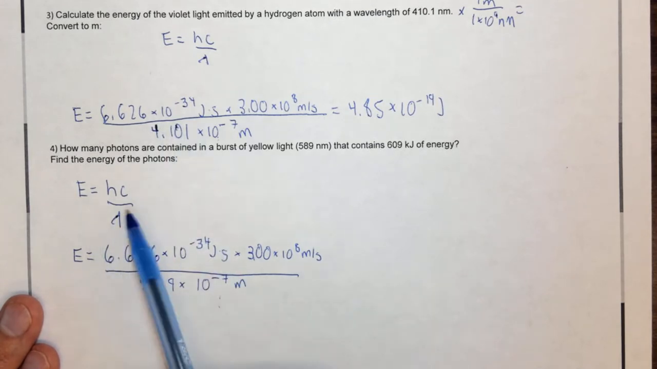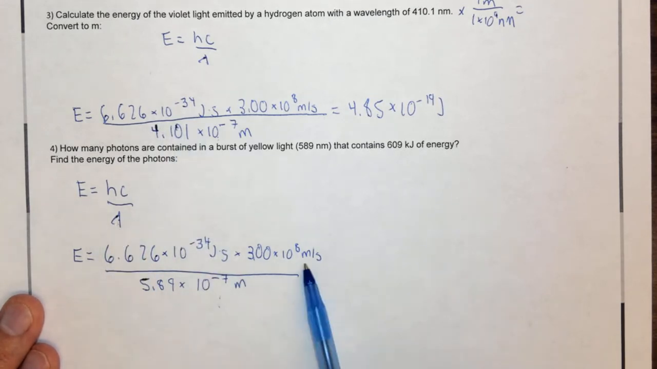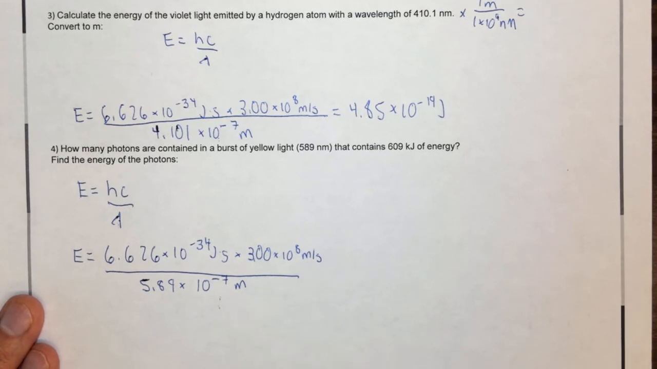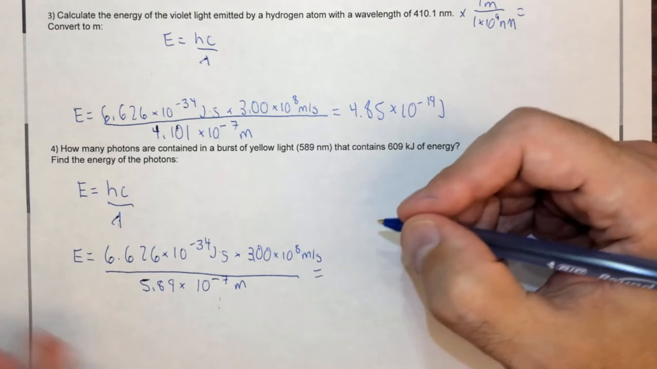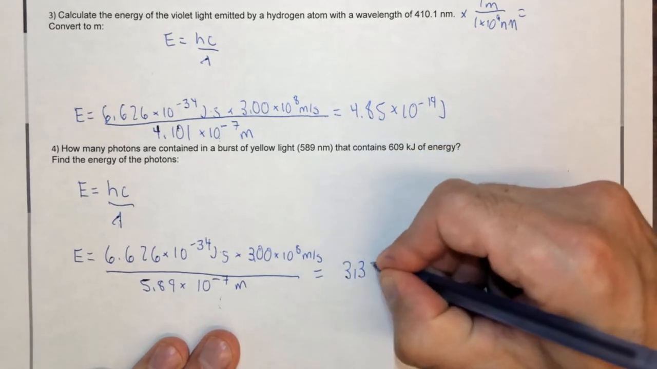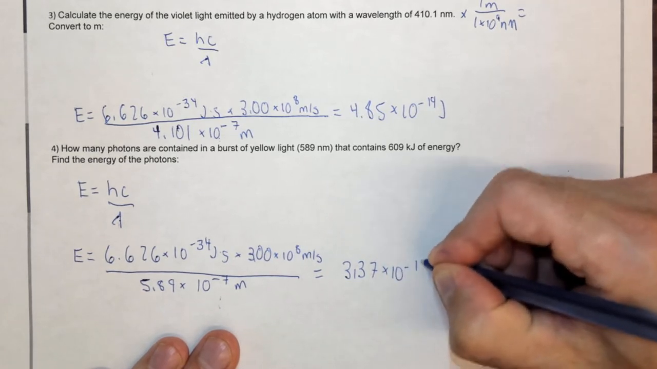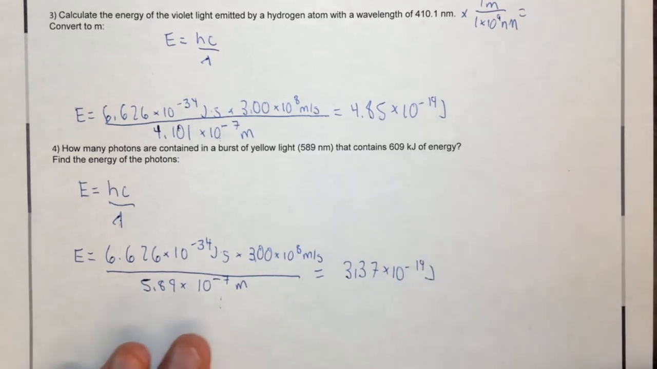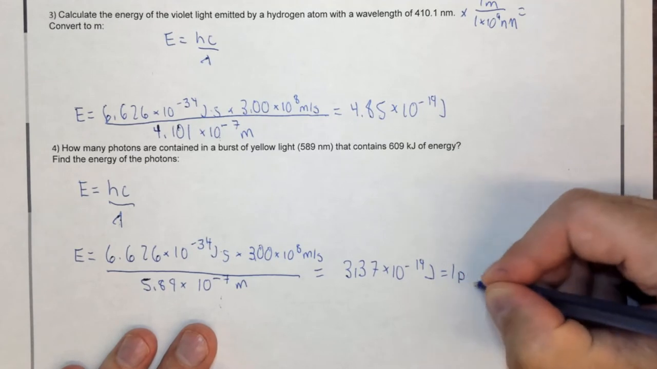So we have to convert those nanometers to meters before we can plug in. In all of these equations, the wavelength has to be in meters, and that's because the speed of light is meters per second, so we need those meters to cancel out. When you do this, you find that the energy of this photon is 3.37 times 10 to the minus 19 joules. And this equals the energy of one photon.